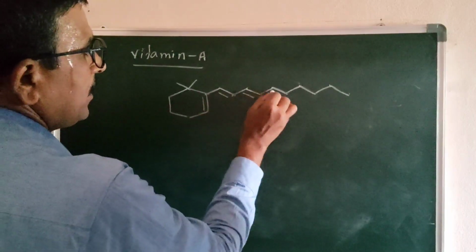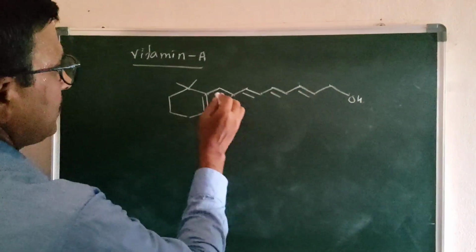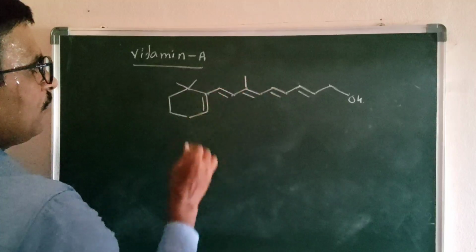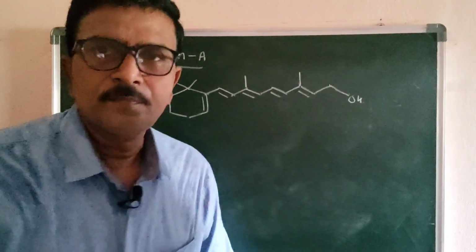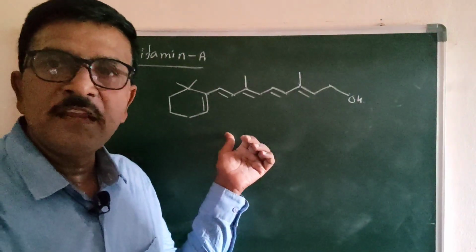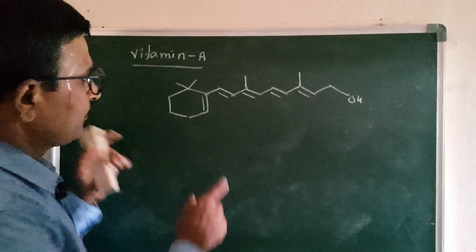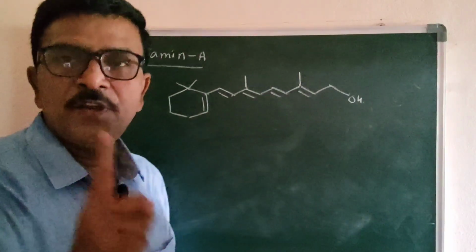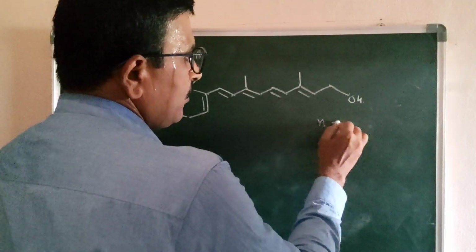Double bond, double bond, double bond, double bond. This is an OH group. One methyl group here, one methyl group here. Now, this is the structure of vitamin A. Here you can observe 1, 2, 3, 4, 5. Conjugated double bonds are 5. N is equal to 5.